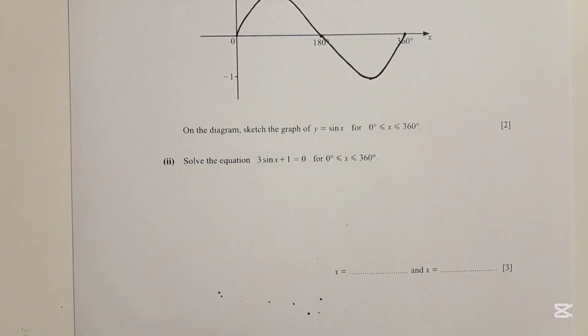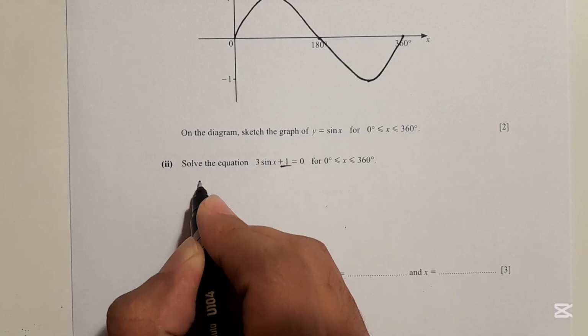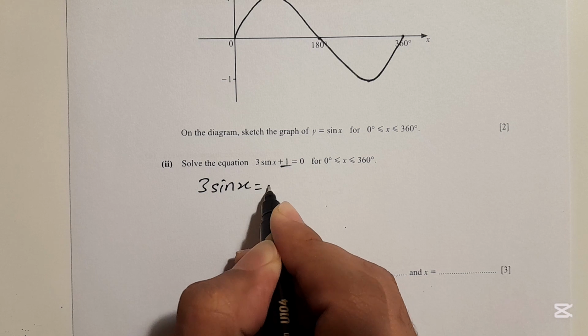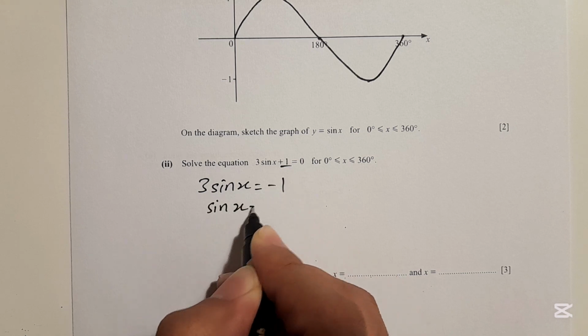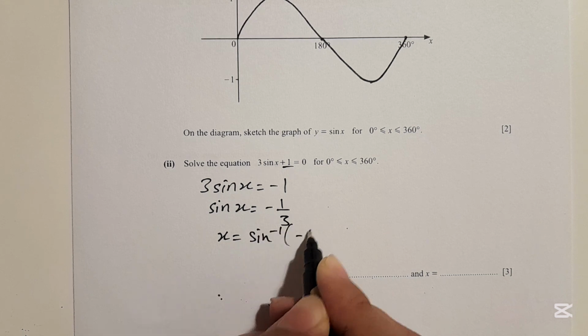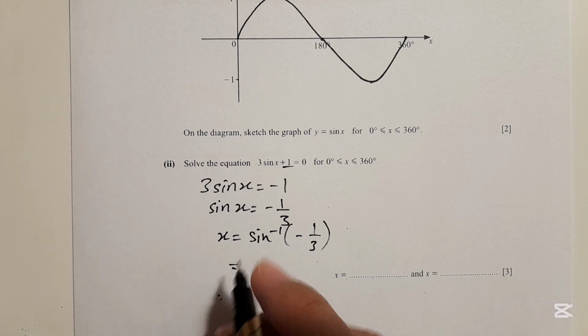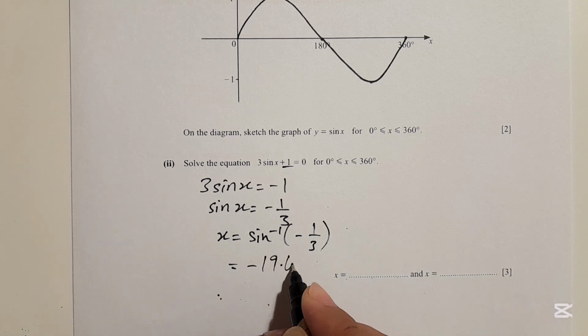Part 2 states solve 3 sine x plus 1 is equal to 0. So first we will move plus 1 to the right side. 3 sine x is equal to minus 1. Sine x is equal to minus 1 divided by 3. X is equal to sine inverse of minus 1 over 3. So the value of x will be minus 19.47.